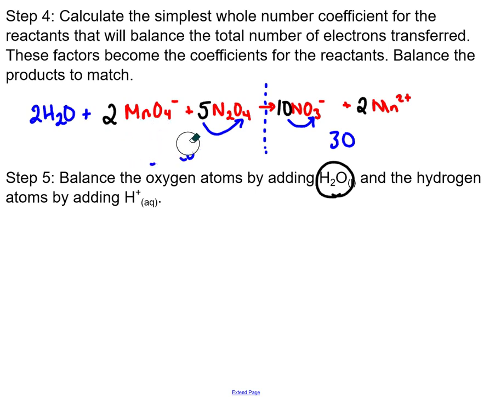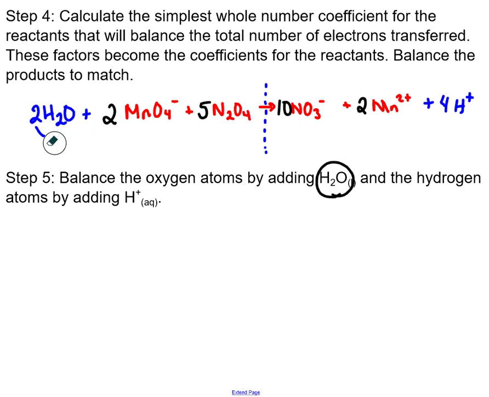Now we have to balance our hydrogens. We have to figure out how many hydrogens are on the left-hand side and how many hydrogens are on the right-hand side. Well, I see 4 hydrogens. Because this is in an acidic solution, we can just write 4 hydrogen ions at the end. Okay, so I know we're balanced using the law of conservation of mass.